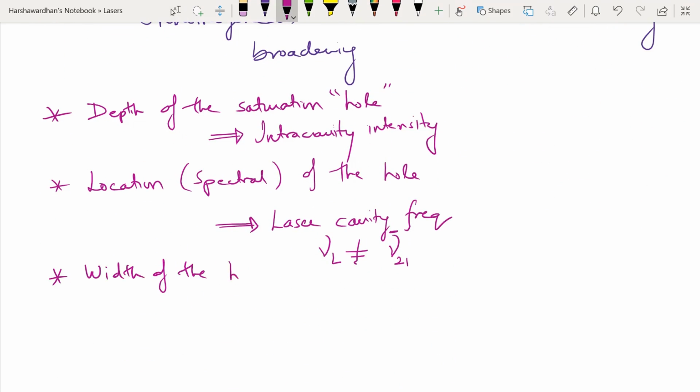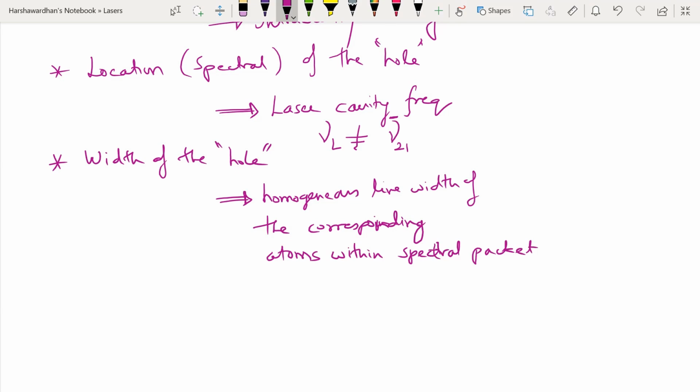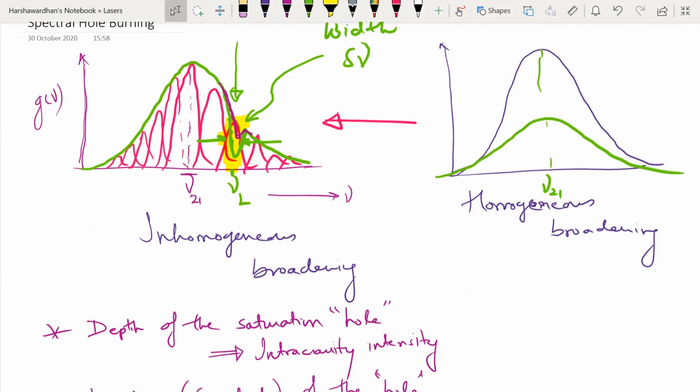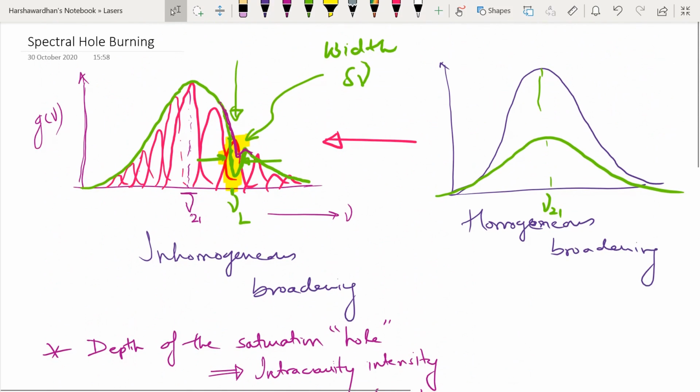And the width of the hole, please remember we are talking about a hole in the spectrum now. The width of the hole is simply dependent on the homogeneous line width of the corresponding atoms within, let me call this a spectral packet. So the spectral packet is centered at nu L and the width is delta nu. This is what makes the collection of atoms inhomogeneous in one case, and homogeneous in the other, and the whole dynamics of the process of saturation is completely different.